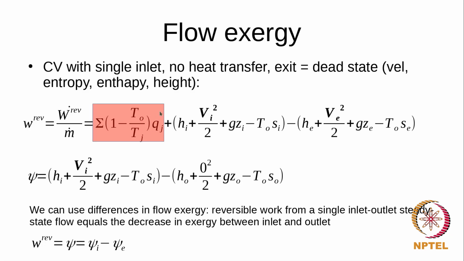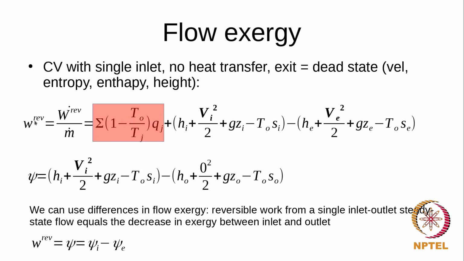So from the expression we just had, we have W reversible is W dot by M dot, which is sigma of (1 minus T naught by Tj) into Qj, plus enthalpy, kinetic energy and potential energy at the inlet, minus entropy times temperature at the inlet, plus reference temperature into entropy at the inlet, minus enthalpy at the outlet, kinetic energy, potential energy at the outlet, minus reference temperature times entropy at the exit. So what we see is that in our assumption we say there is no heat transfer, therefore this term marked in red has to be 0.